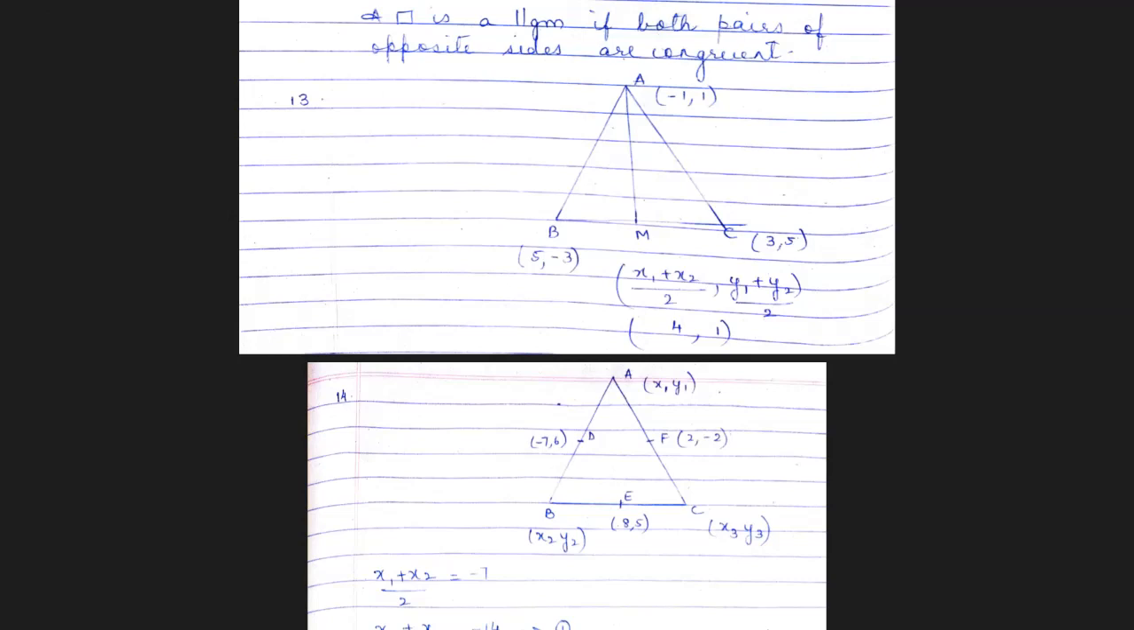Now if I have B and C, I can easily find the midpoint M. How? x1 plus x2 by 2, y1 plus y2 by 2. See, I've got 4, 1. To find the length of this median AM, I have the coordinates of A and M. Using distance formula, I can find out. Now, same method, you will find the median starting from B as well as from C. Okay.